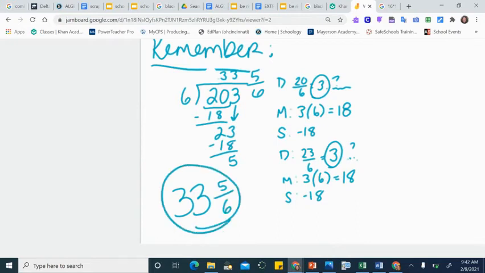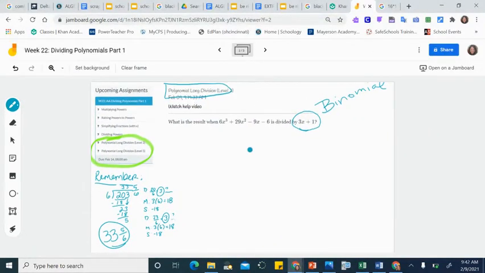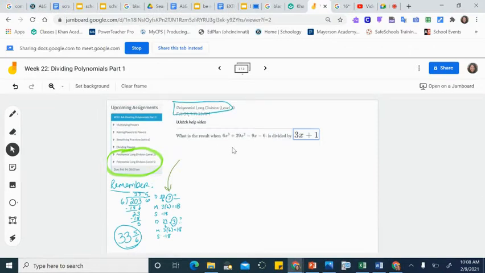Okay, so that's a quick reminder of long division with just numbers. So now we're going to divide using long division. The reason we have to use long division is because this time we're not dividing by just one term. This time we're dividing by a binomial or any other polynomial.